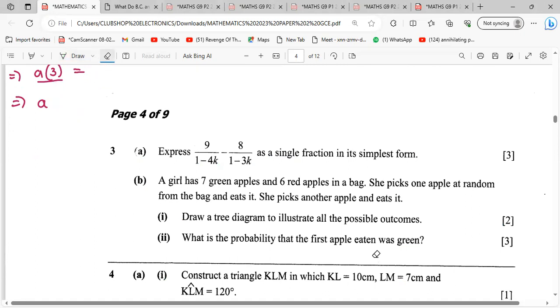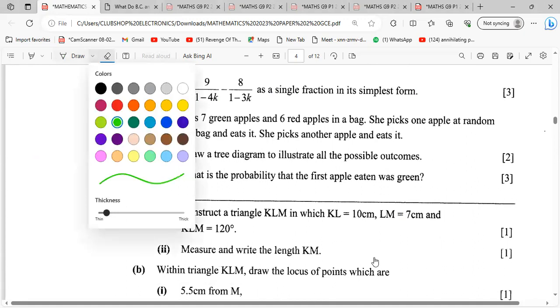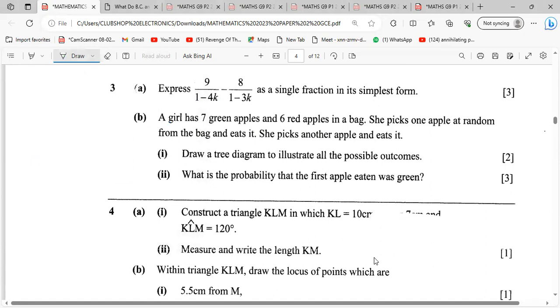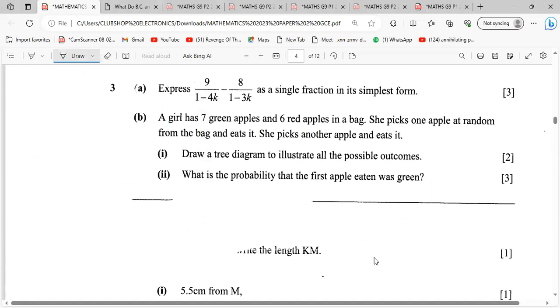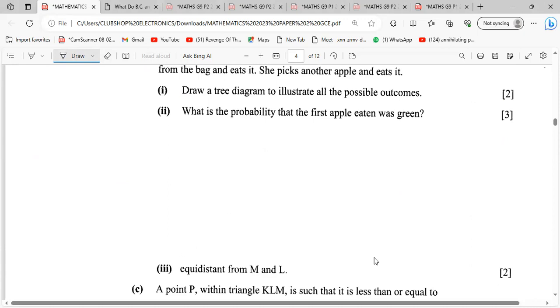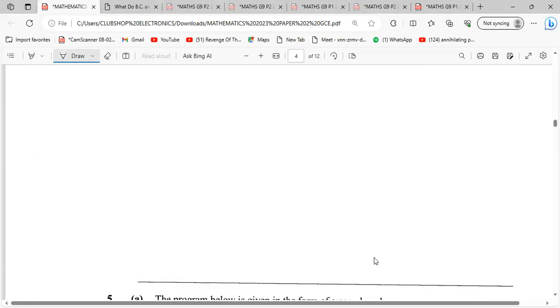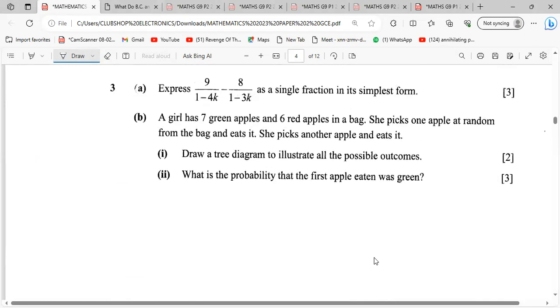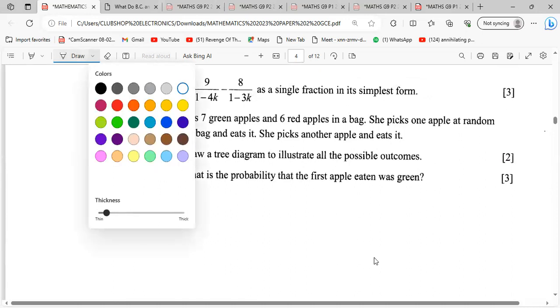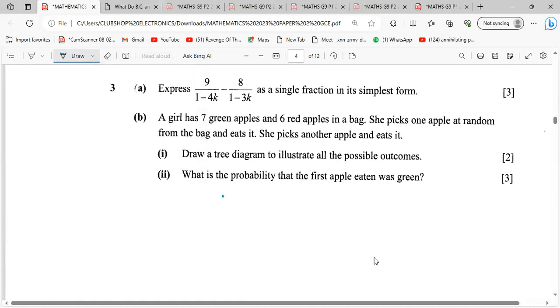We go to question 3. Question 3A explains these two fractions as a single fraction in its lowest terms.